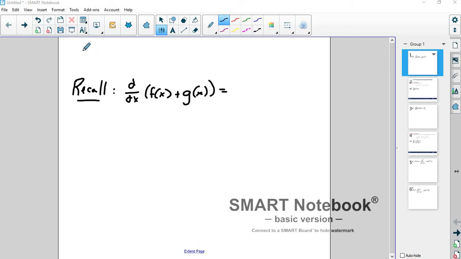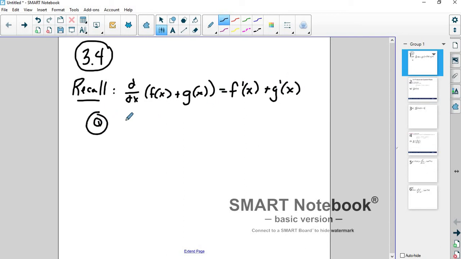Today we are going to be in section 3.4, but before we do that I want you to remember back into section 3.3 when we had a sum or a difference of two functions. How did we handle this? We simply took the derivative of each piece and added them together. Okay, so that's when you add or subtract them.